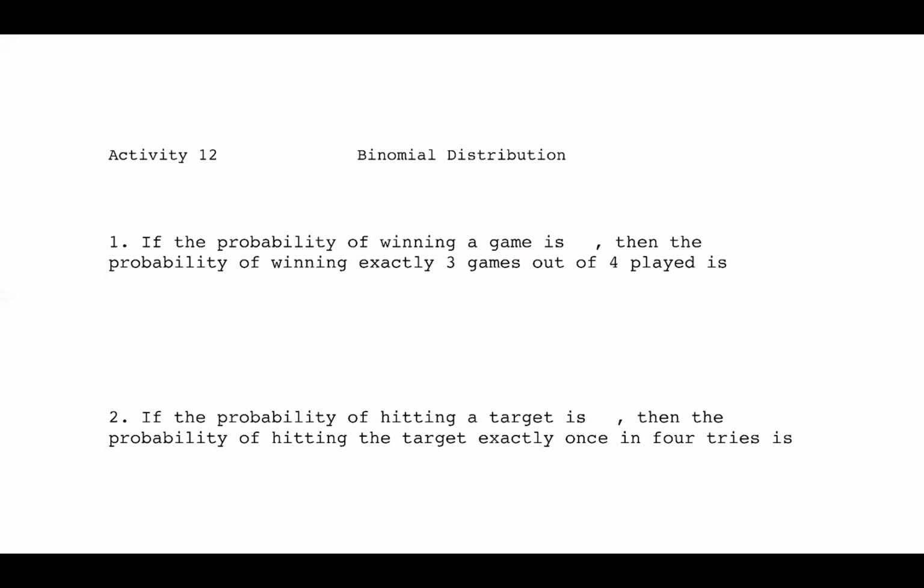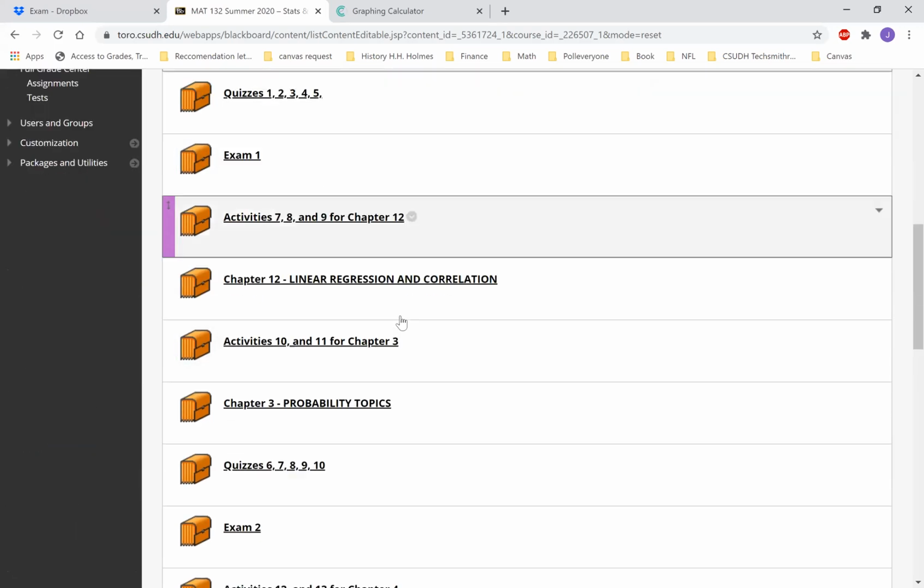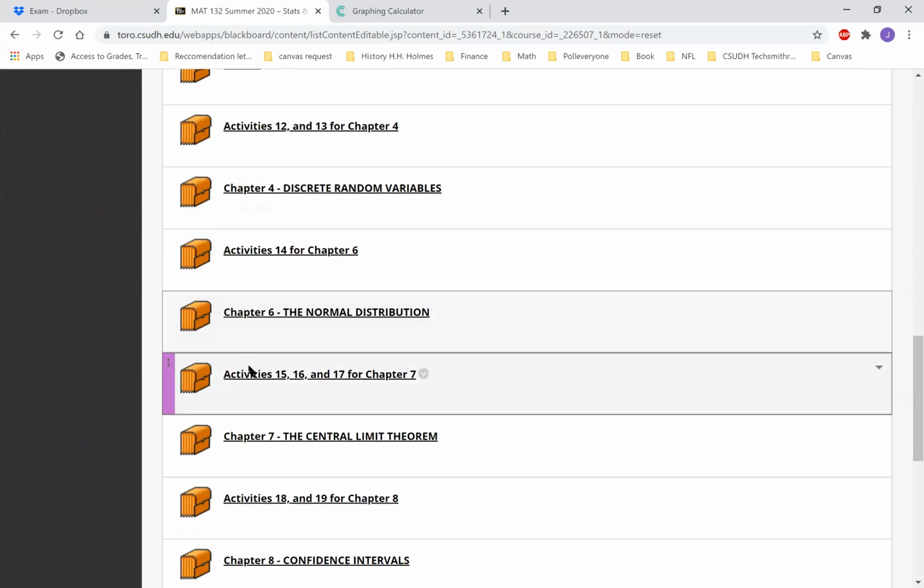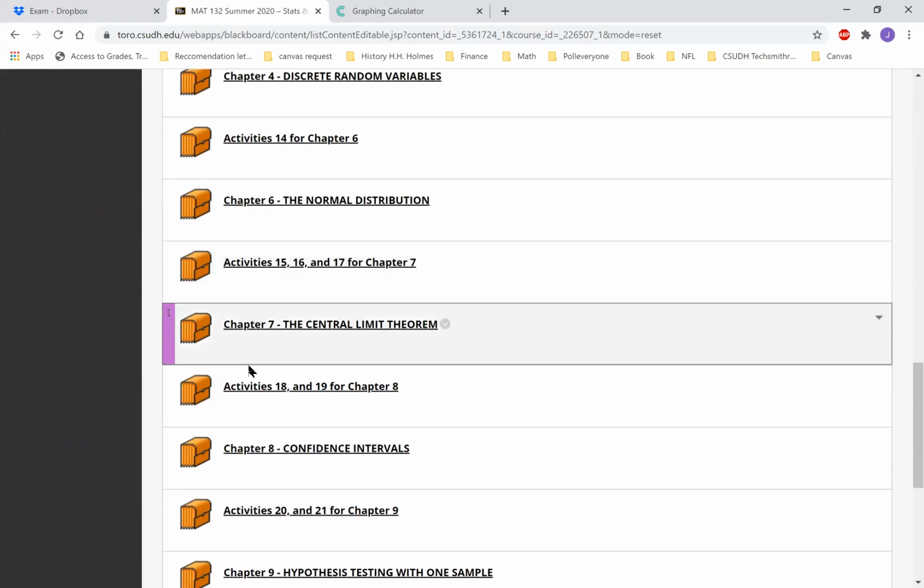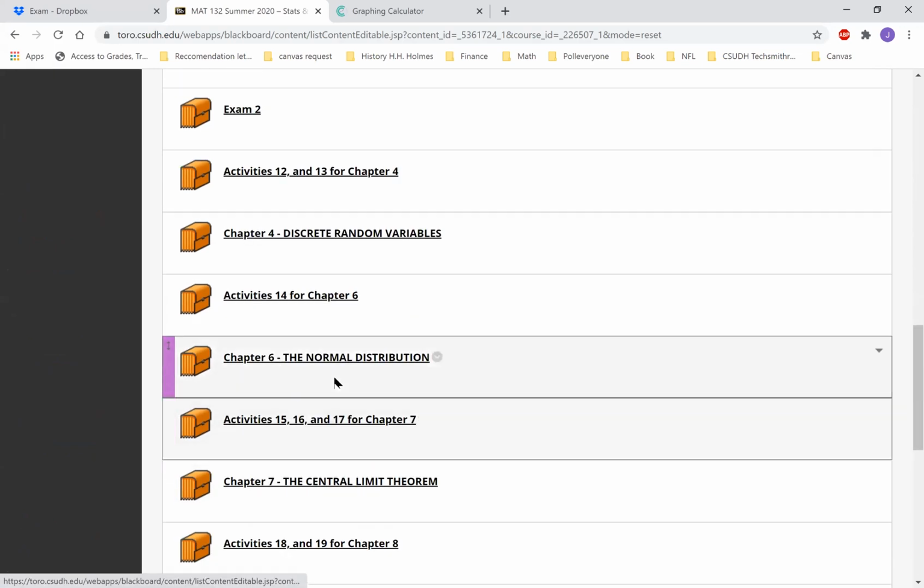Let me actually get out of here. So let me show you where those are, so that you can always double check your answer. One thing you should notice is that pretty much after exam 2, all of the material for exam number 3 is already up and ready to go. So you do want to get used to that.